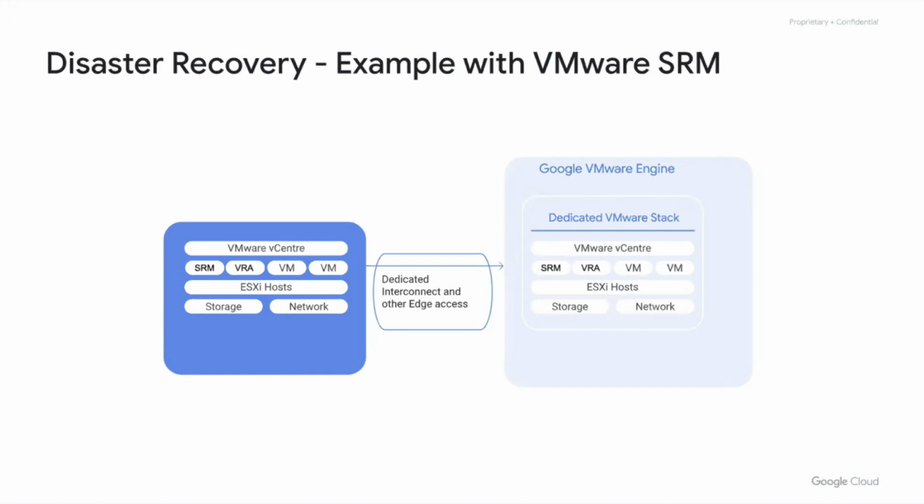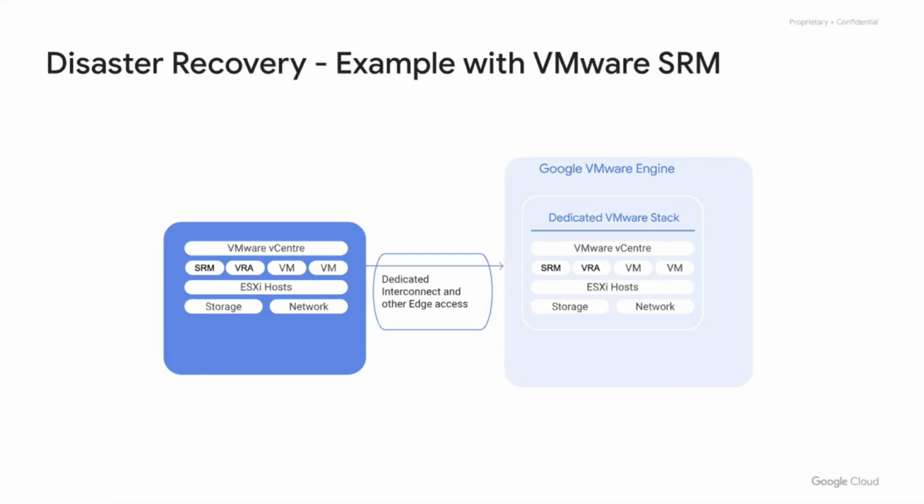So the first example is a VMware first-party product, a solution which enables customers to set up a disaster recovery solution using VMware Site Recovery Manager. In this picture, on the left-hand side, you have the customer's on-premise environment. And as you can see, it's a VMware environment running hosts, storage, network, and vCenter. And the customer has set up Site Recovery Manager and vSphere Replication products in this environment.